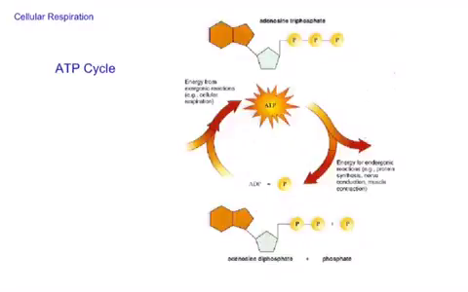In this short tutorial, we'll look at the ATP cycle. We'll look at the ATP cycle before we study cellular respiration. Every living cell needs a supply of energy to stay alive, and the supply of energy that every cell gets comes directly from the breakdown of ATP into ADP and inorganic phosphate.